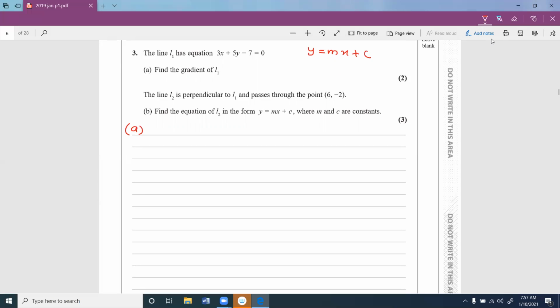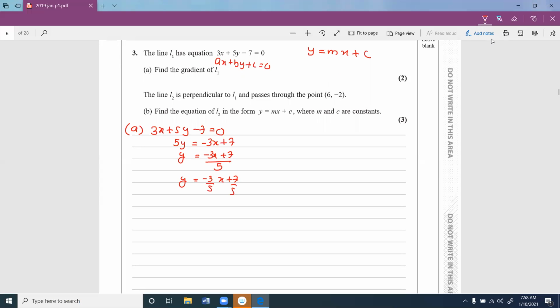Okay, then you can say this is 3x plus 5y minus 7 is equal to 0. This is the format ax plus by plus c equals 0, another format of writing any straight line. Then if you make y the subject, 5y equals minus 3x plus 7. Then you can say y equals (minus 3x plus 7) over 5. So this turns out to be y equals minus 3 over 5 x plus 7 over 5.